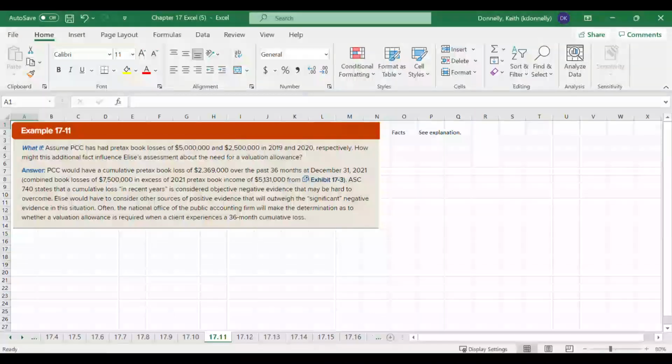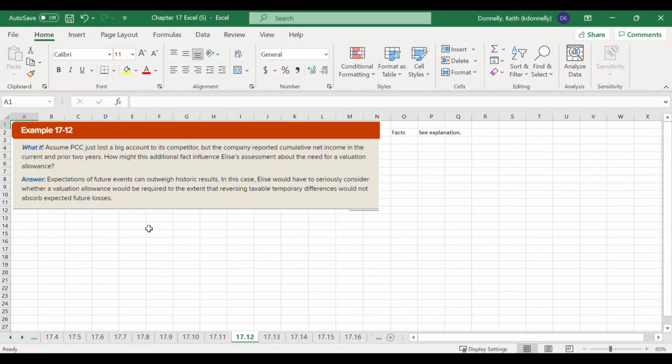So 17-10, 17-11, let's look here at 17-12. This right here says we just lost a big account to a competitor, but the company reported net income in the current and prior 2 years. How might this additional fact influence the assessment about the need for a valuation allowance? Well, as it has here, expectations of future events can outweigh historic results. In this case, the individual would have to seriously consider whether a valuation allowance would be required to the extent the reversing taxable temporary difference would not absorb expected future losses. So you just have to be aware of this, even though we've been in a positive net income position over the last 2 years, we did just lose a big client here.